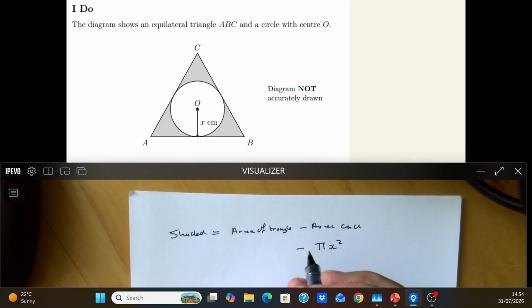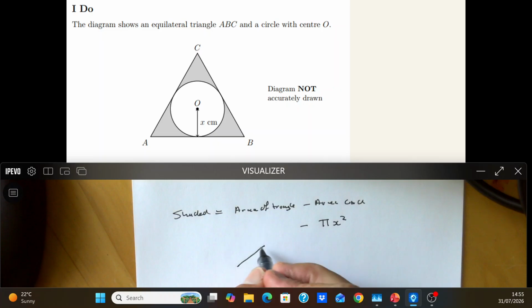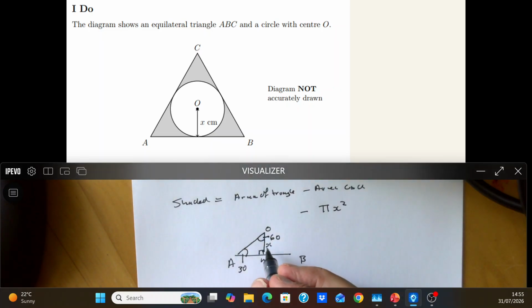Now I need to think about that triangle. If I think about that triangle, I'm just going to go a bit bigger, hopefully you can see that. If that is O, that is A, that is B, that is the midpoint M, I've got a right angle triangle. I know this angle here is 30 and that angle is 60, because it's an equilateral triangle and half of 60 is 30. So I can work out A to M.